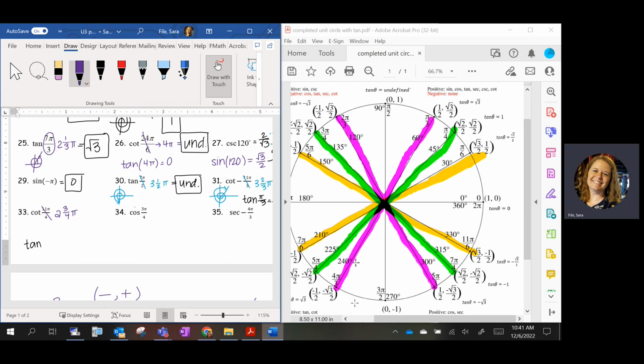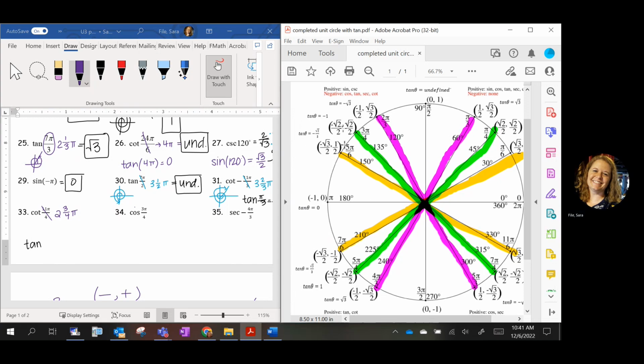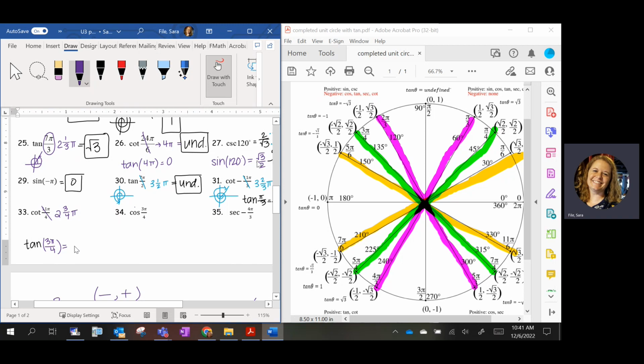So at this point, that's where I'm looking. Tangent, I'm going to just put 3 pi fourths because that's what it's coterminal to. Tangent there is -1. So what would cotangent be? What's the reciprocal of -1? It would be -1.